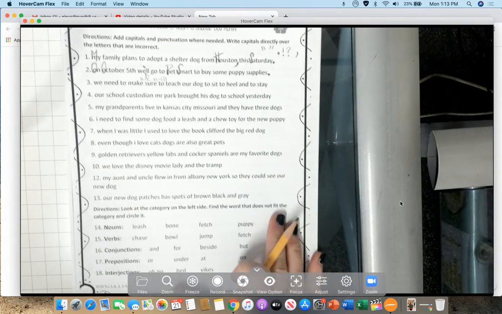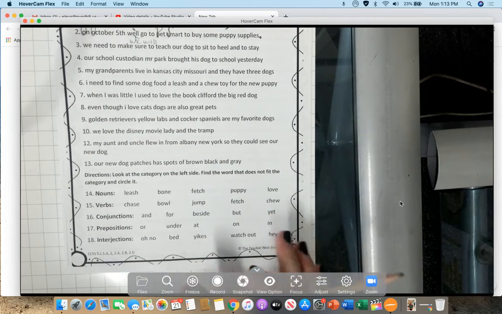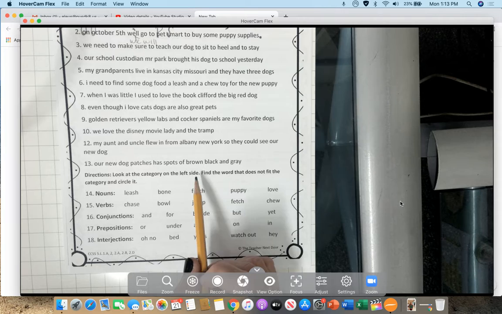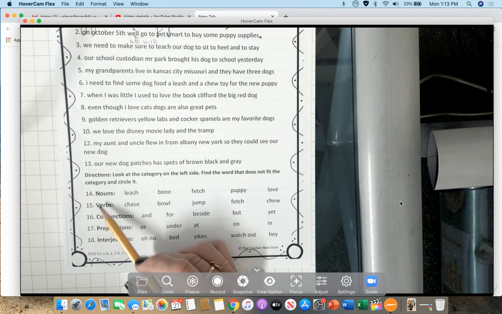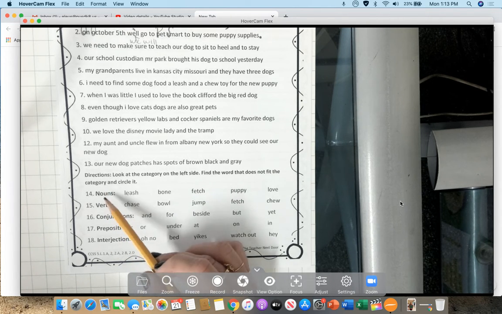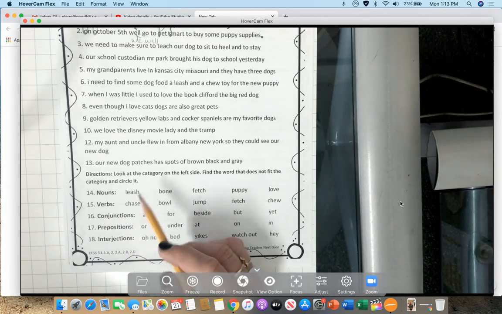All right, you guys, please do your best. I want you to do 3 through 13. Now let's look at the bottom. It says look at the category on the left side. Nouns, verbs, conjunctions, prepositions, interjections. You guys, don't forget, you have that anchor chart in your grammar section. It tells you the definition of all of these. So if you're struggling with this, please go get it out so that way you can learn it and then be awesome at it.